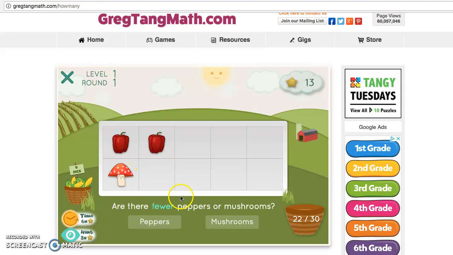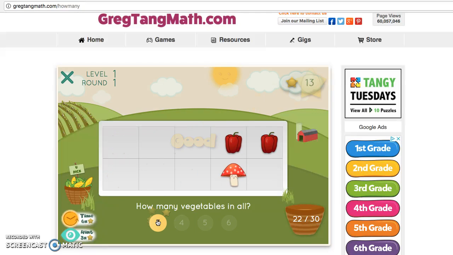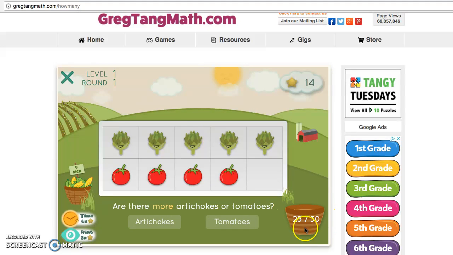Are there fewer peppers or mushrooms? We can see there are fewer mushrooms. How many fewer mushrooms? This is 1. How many vegetables in all? We have a total of 3. So our numbers are increasing for our basket, our total answers, and for our number of stars that we can use for time or hints.